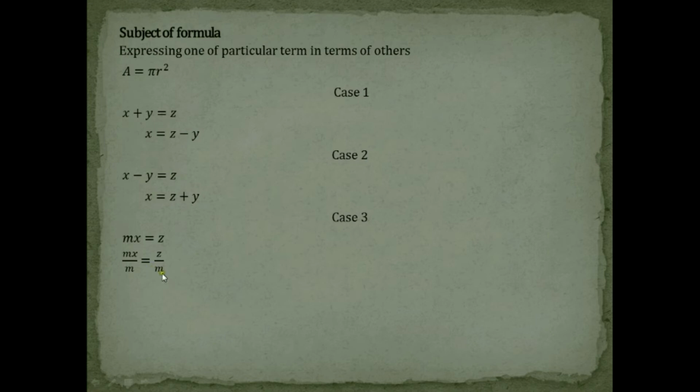We divide this side by m, we also divide this side by m. Remember, whatever you do to the left hand side, you also do to the right hand side. So by dividing this side by m, we also divide this side too by m, so that the equation will be balanced. So what will happen? m is going to cancel m. That is what's going to happen right there. m will cut off m. Then at the end of the day, x is going to be standing alone. We're going to be having x equal to z over m. So by this, we made x the subject of the formula.